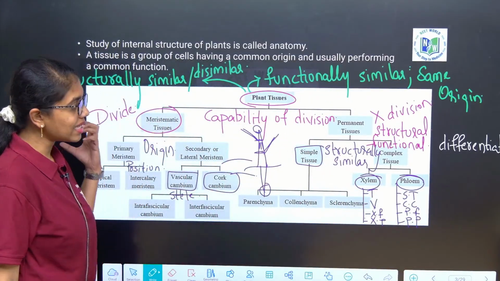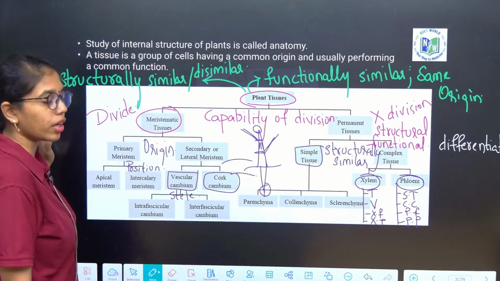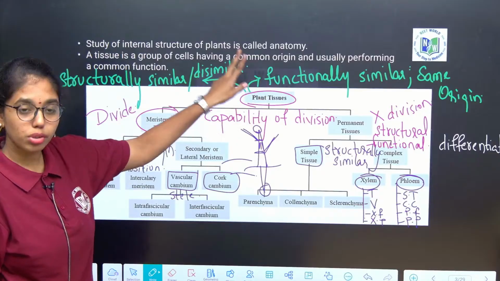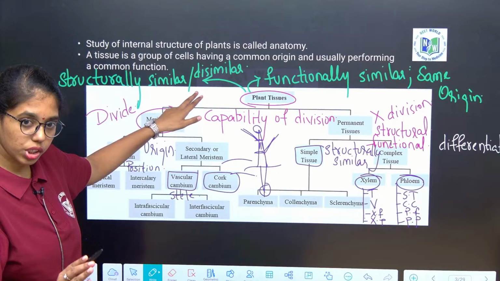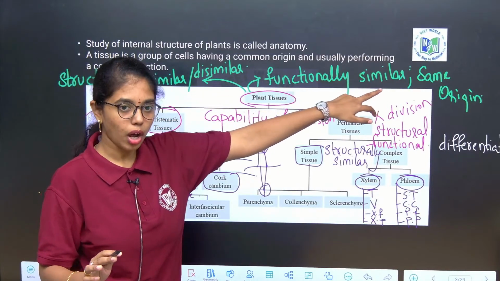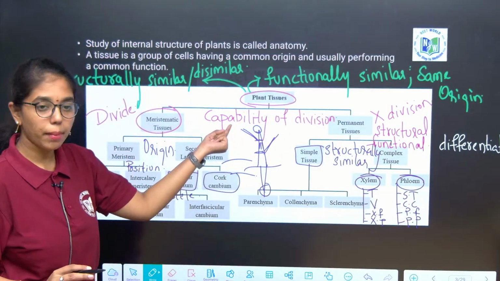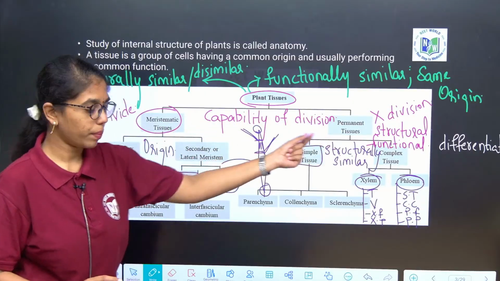So, is the complete tissue concept clear to you? Have you got the framework of complete tissues? Do remember, again I am telling you, tissues can be structurally similar or dissimilar, but functionally they are similar and they have a common origin. Based on the capability of division, initially they are differentiated into meristematic and permanent.